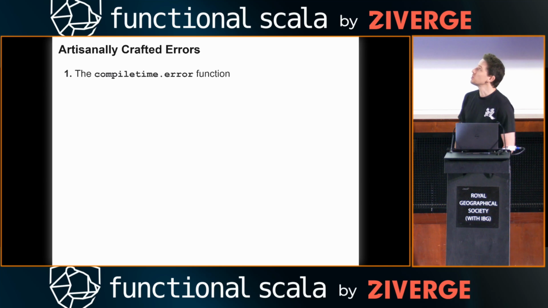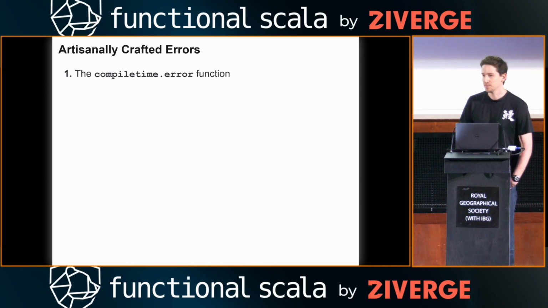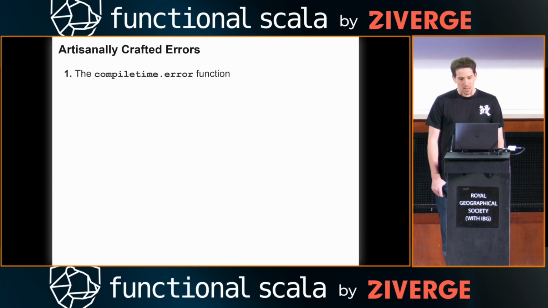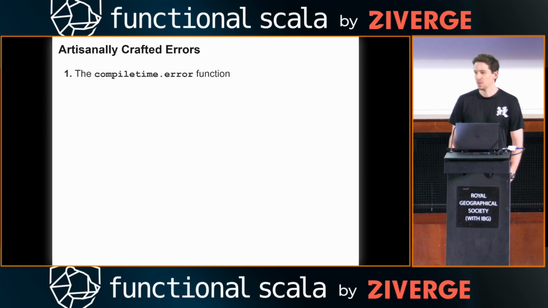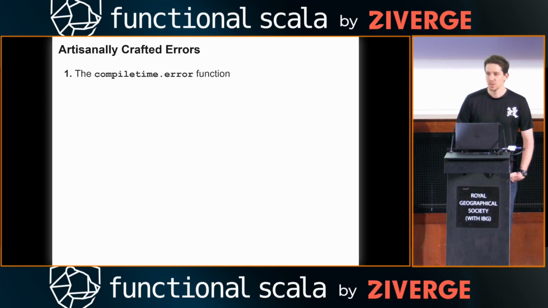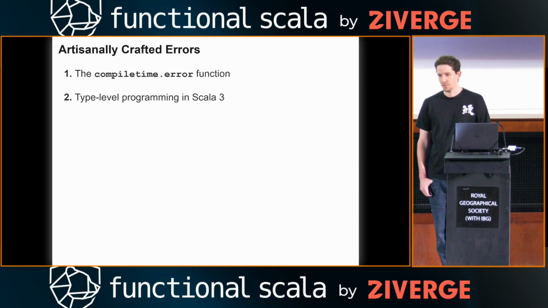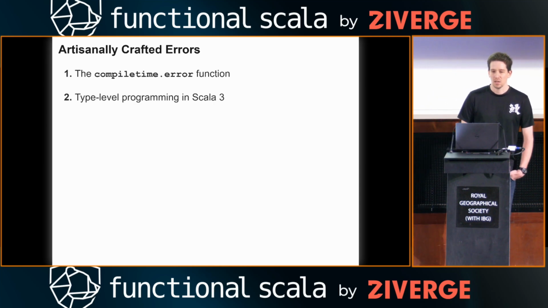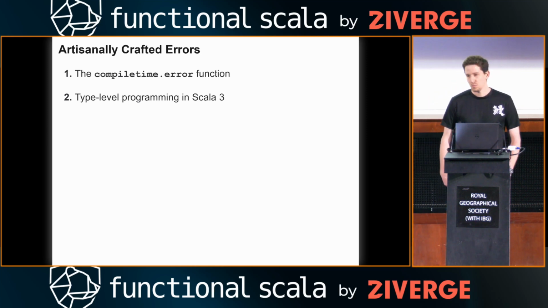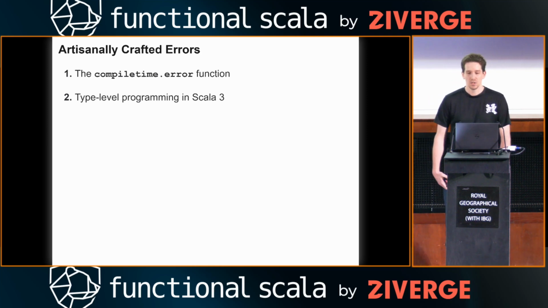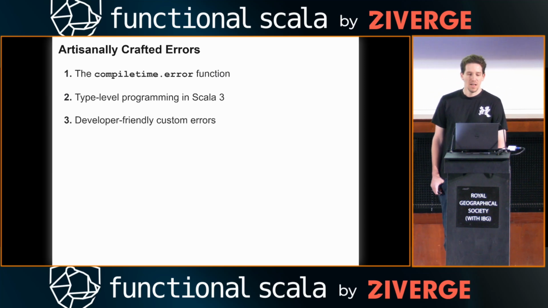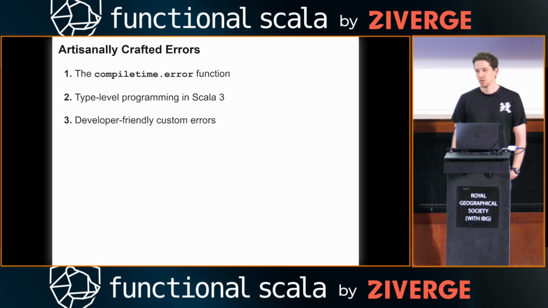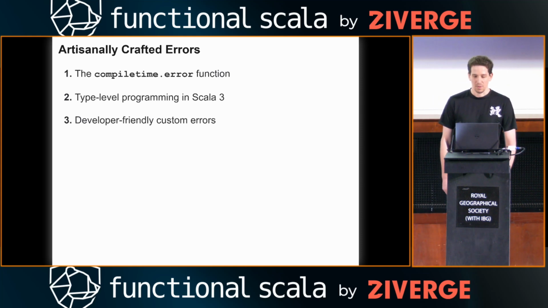My claim is that in Scala 3, these days, we can do better, and a lot better. So for this talk, I'm going to introduce the compileTime.error function, which is a new addition in Scala 3 a few years ago. At first glance, it might seem like quite a simple function without any interesting repercussions. But we'll see that by leveraging some of the new type-level programming features in Scala 3, and we'll review those features as we go along, we can leverage this function to create developer-friendly custom errors at compile time that will also solve the problem I just described on the previous slide.